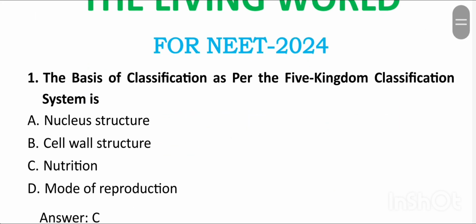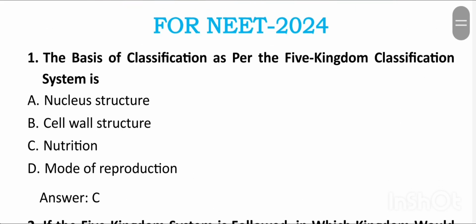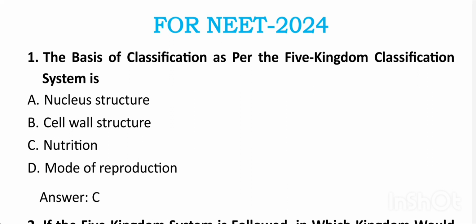So the first question is, the basis of classification as per the five kingdom classification system is. So what is the basis of five kingdom classification? The answer is option 4, which is nutrition.